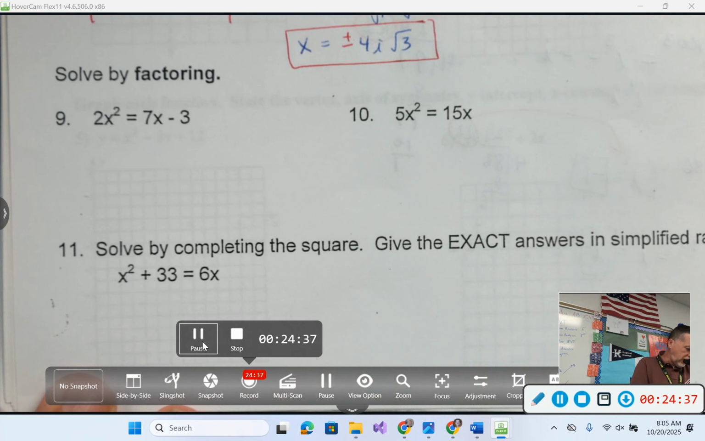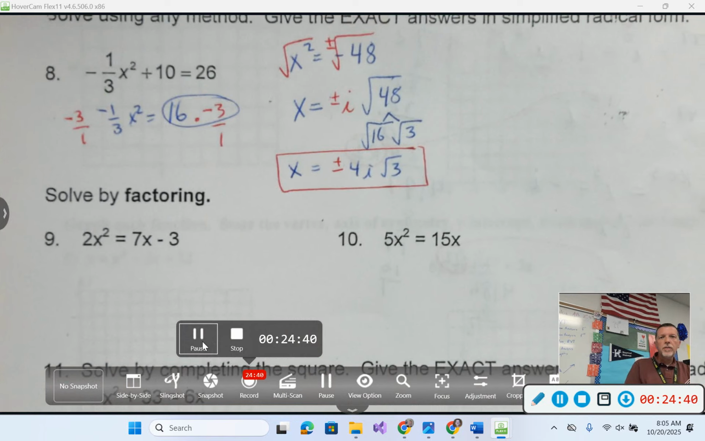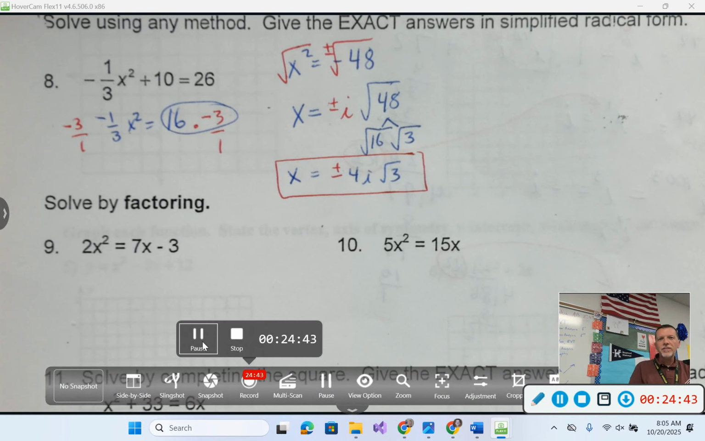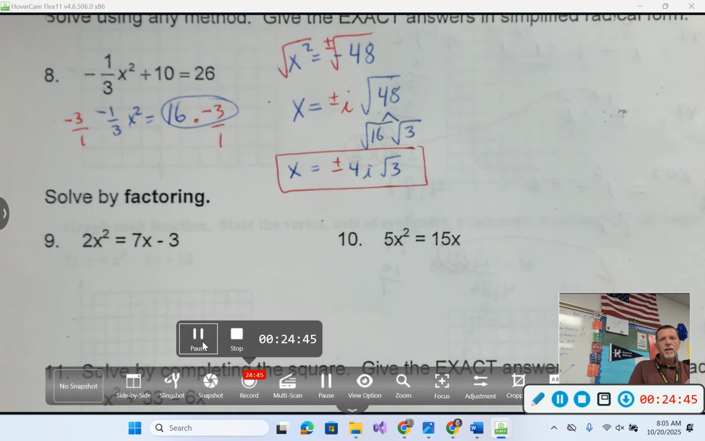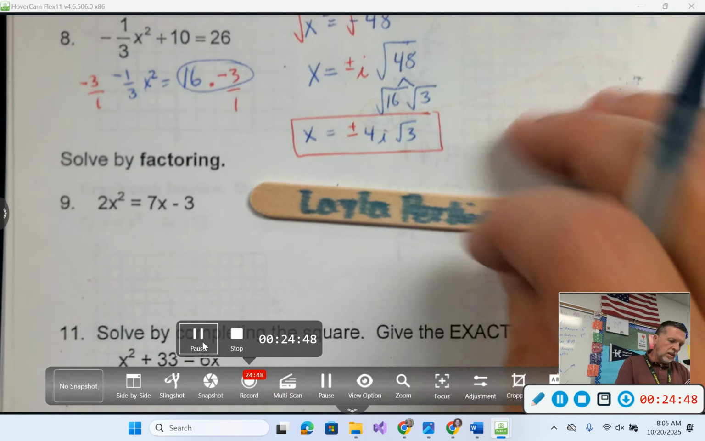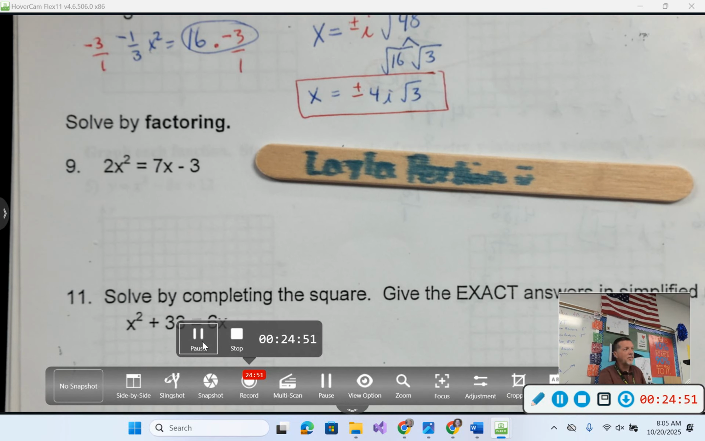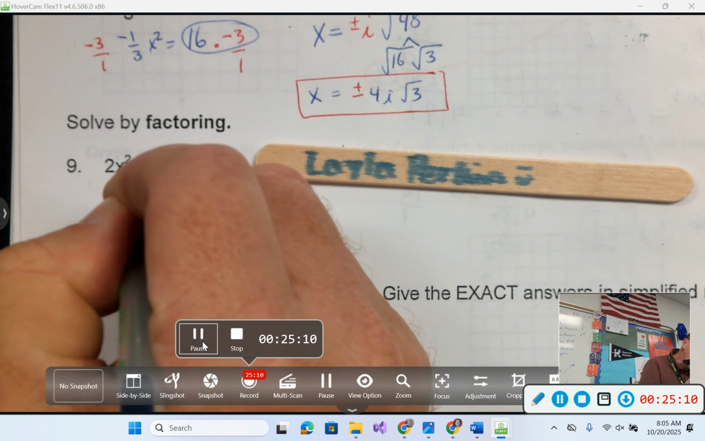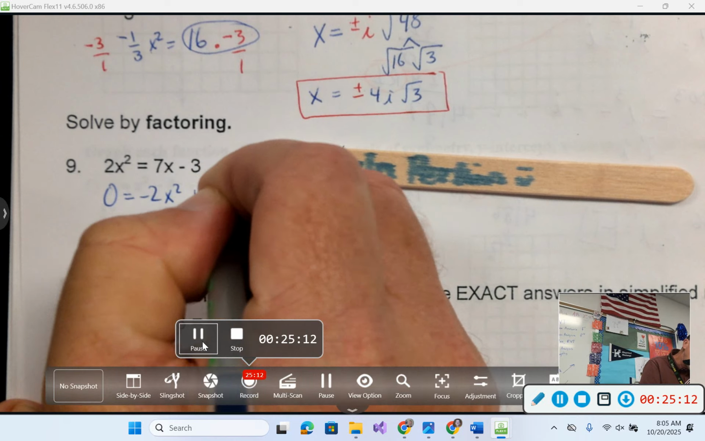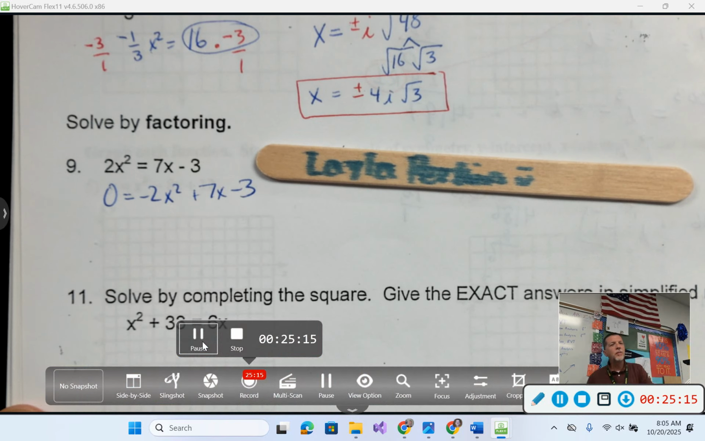Okay, solve by factoring. Right, any questions on number 8? I don't want to blow through that if we still got questions there. Layla, if I want to solve number 9 by factoring, what should I do first? That would work. If you go that way, I'm going to call on you a second time. Layla said move the 2x squared over. What would you need to do next, Layla?